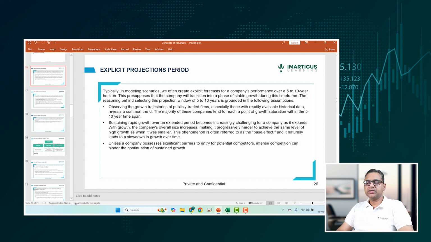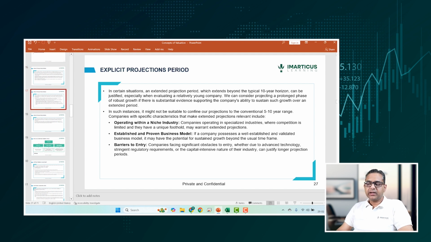In certain situations, an extended projection period which extends beyond the typical 10-year horizon can be justified, especially when evaluating a relatively young company. So, in some cases, when we are talking about very unique young businesses, then we can think of doing the projections for more than 10 years. But these would be rare.